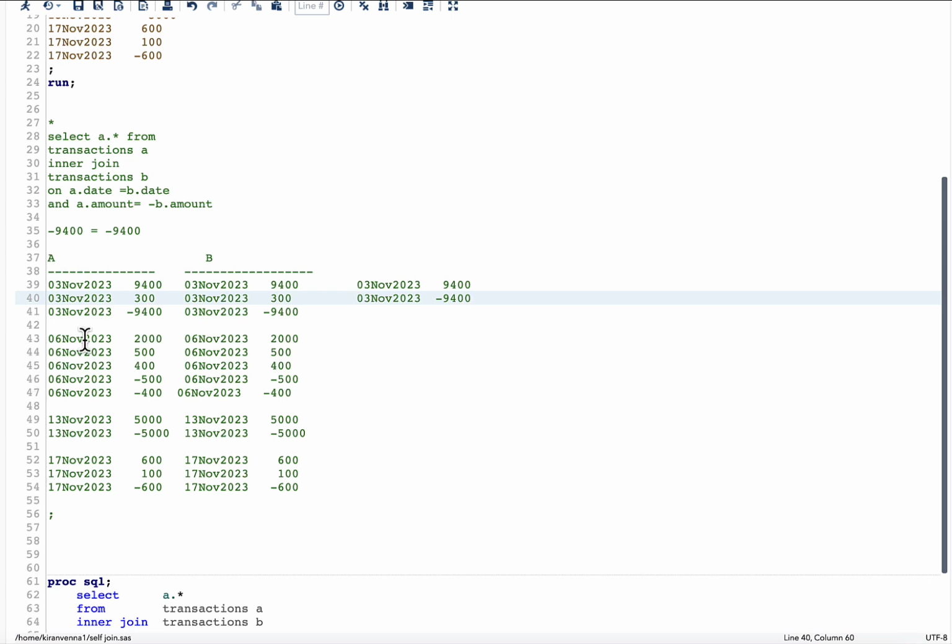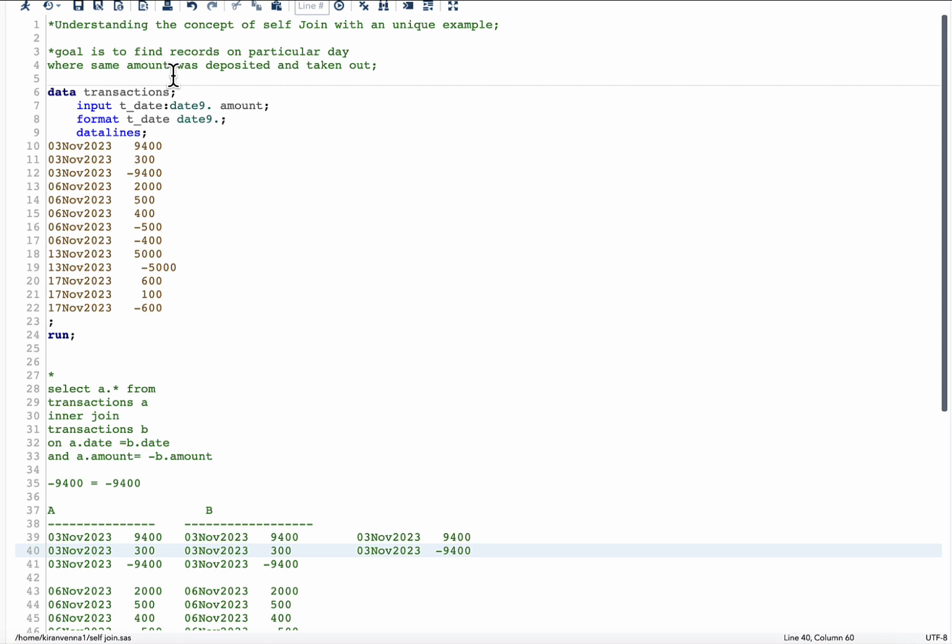Same goes for 06 November 2023 and for 13 and 17 November. Here, if you look into 06 November 2023, we have 500, it matches with minus 500, 400 matches with minus 400, minus 500 matches with 500, minus 400 matches with 400. In this fashion, we are picking up these four observations. So we have designed things in such a way that we are able to pick observations or records on a particular day where the same amount was deposited and taken out.